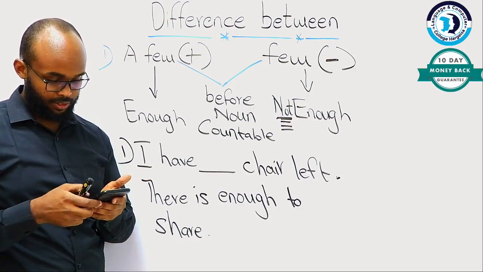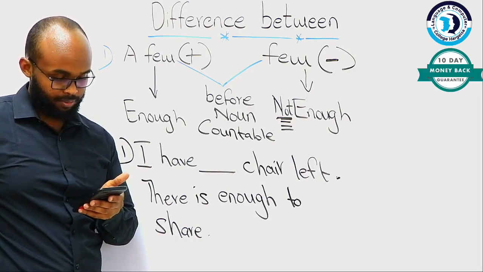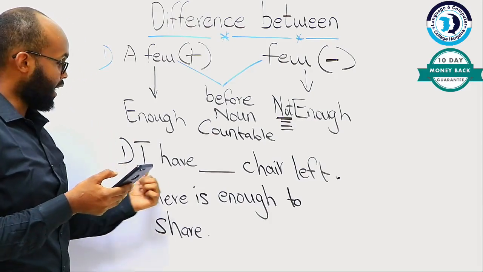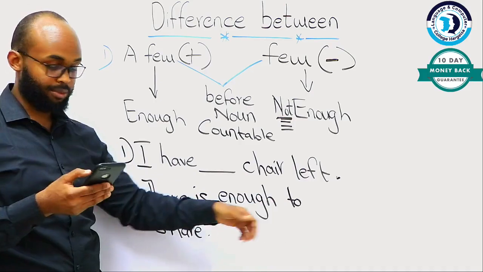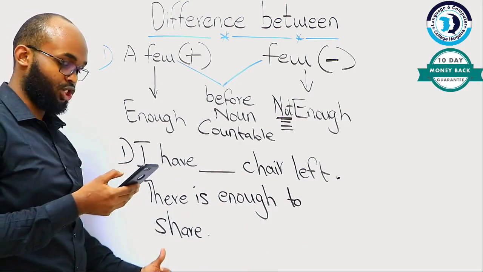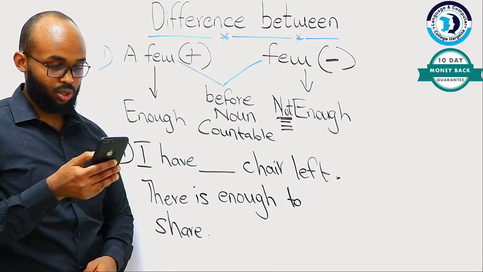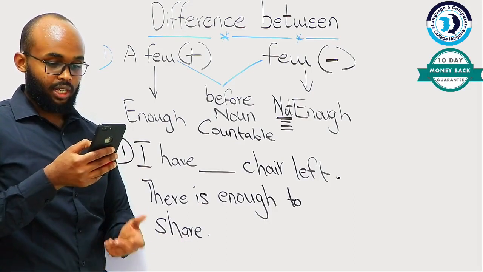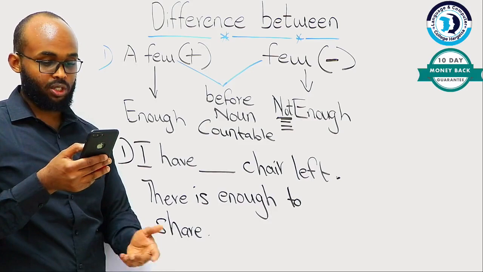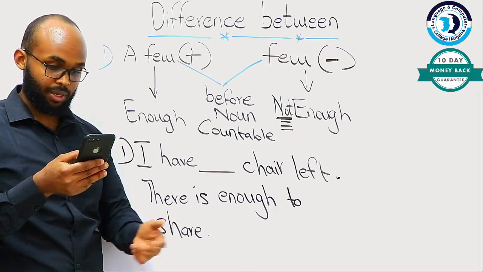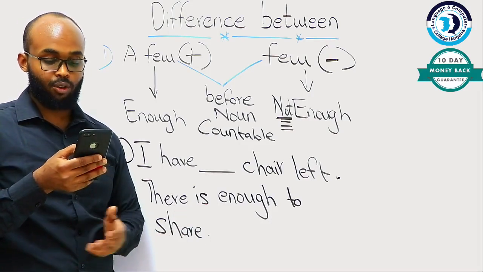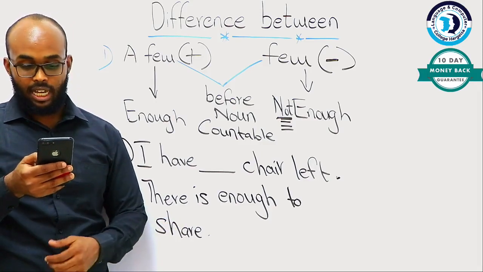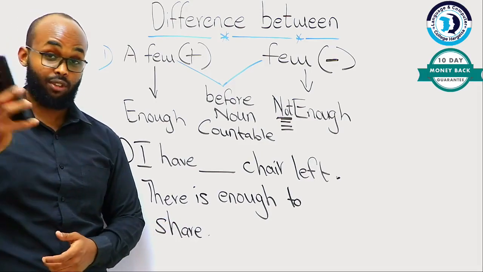So that's number one. I have dash chair left. There is enough to share. Thank you very much, Nasteho. Nasteho Muhammad wrote, I have got few friends because I am lonely in the city. And another wrote, I have got few friends in the city, so I am lonely. Okay, that's correct.